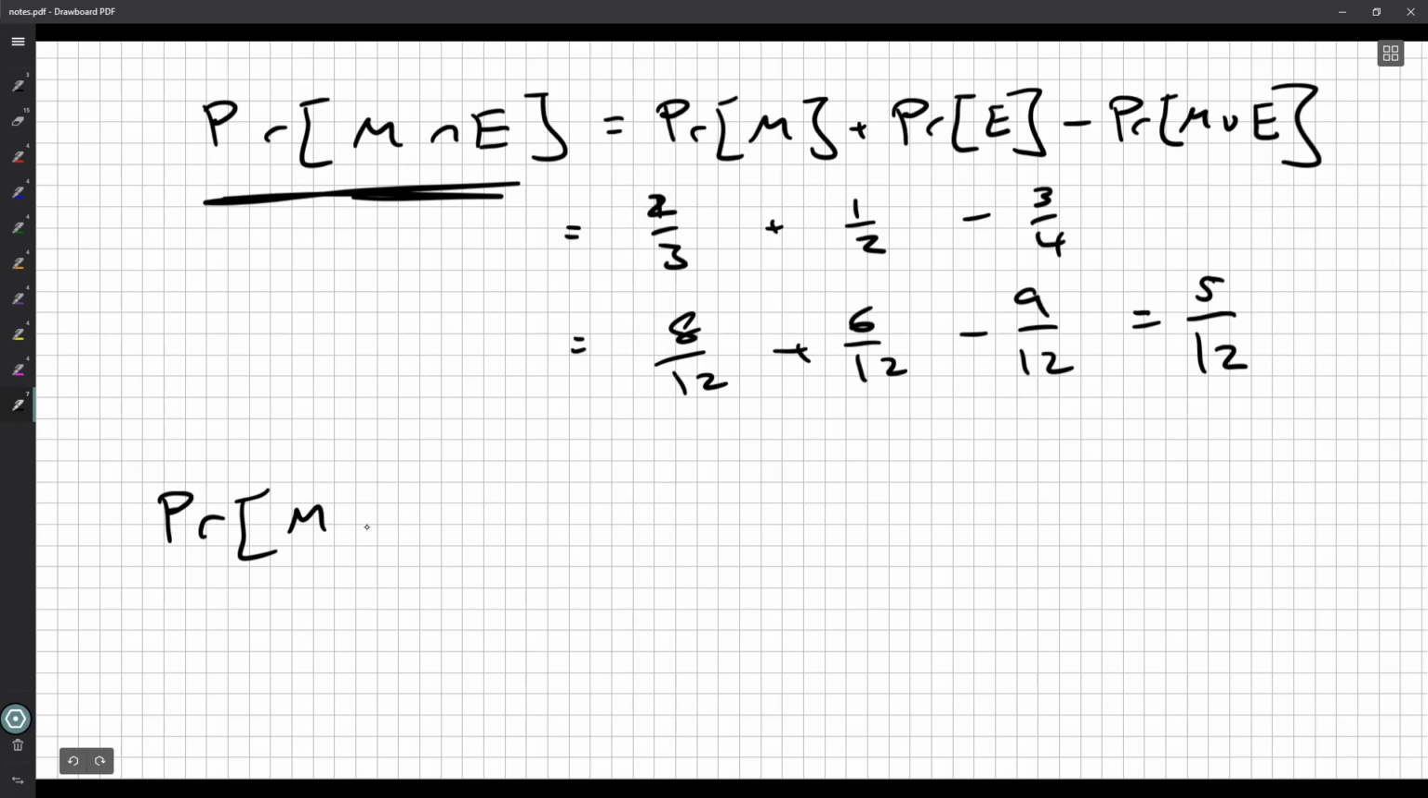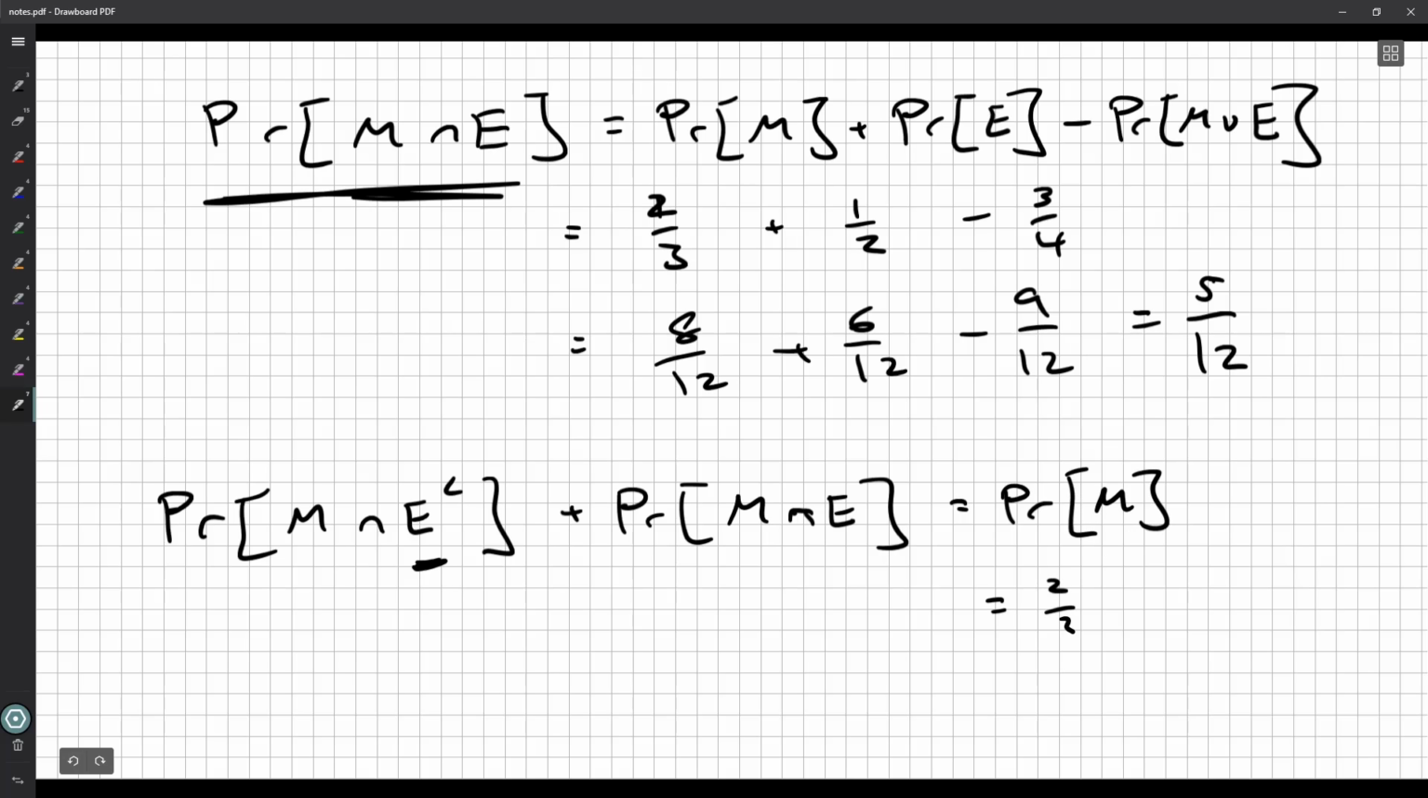But we don't want that. We want math and not economics. Well, I know that all the people who are taking math are either taking math and economics or taking math and not economics. So the sum of those probabilities or proportions should be the total 2/3 of all people who are taking math. And since I know one of these, I can now rearrange and solve for the missing one.